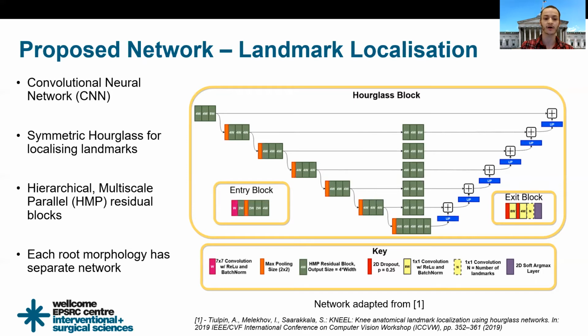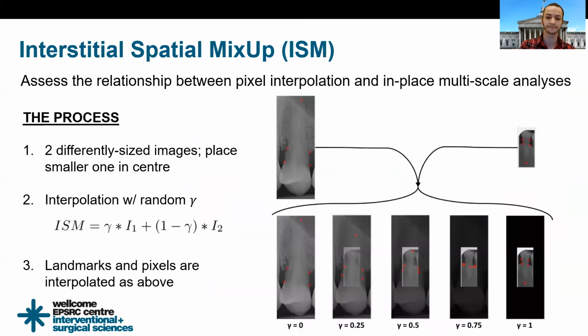We've used a hierarchical multi-scale parallel residual block, which eases computational constraints when compared to the bottleneck residual block. It's important that each root morphology, as we've discussed, has a different number of landmarks, and therefore it has its own separate network, which impacts on the results later.